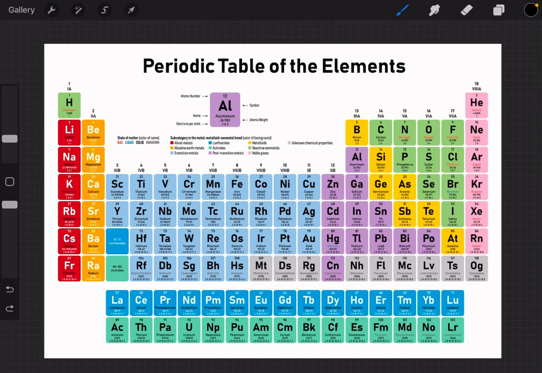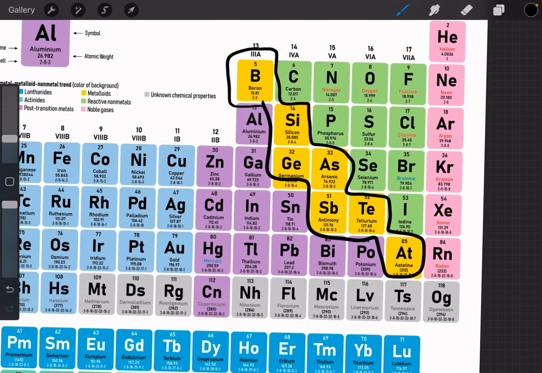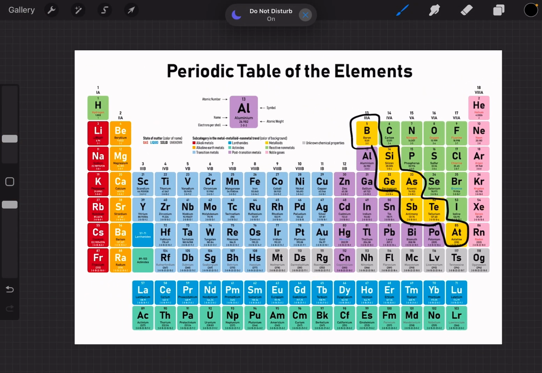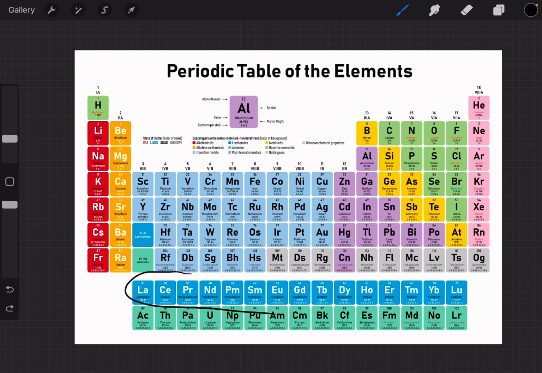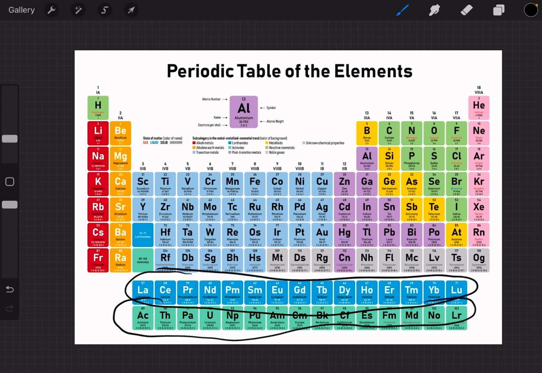Alright, here's our periodic table of elements. Just for a little recap, the metalloids are on this staircase looking thing right here, and they go down just like that. Some examples are boron, germanium, antimony, tellurium. Then our lanthanides are at the bottom chunk here. They're on the top of the bottom chunk. And then actinides are at the bottom of this chunk down here. So those two are stacked on top of each other.